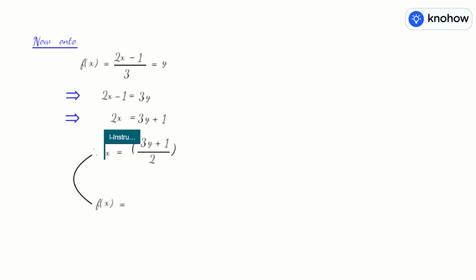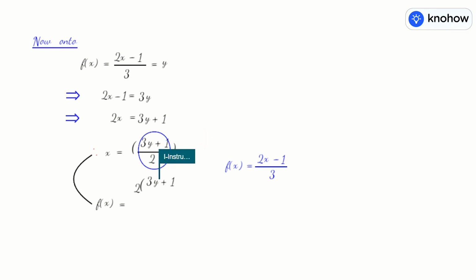What is the basic definition of f(x)? The basic definition of f(x) is (2x minus 1) by 3. Now let me replace x by (3y plus 1) by 2. So you get f(x) for x equal to (3y plus 1) by 2: (2 times (3y plus 1) by 2 minus 1) by 3. And this 2 and 2 cancels. Then 3y plus 1 minus 1, 1 and 1 will cancel. And you will get it equal to y only.